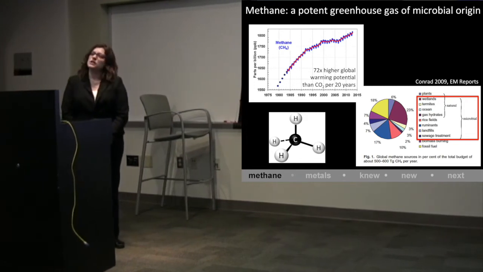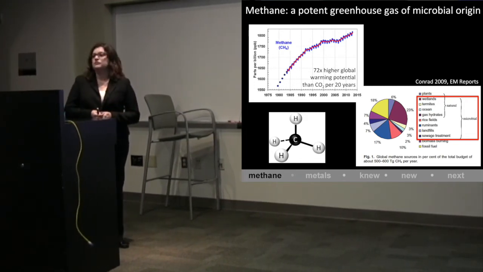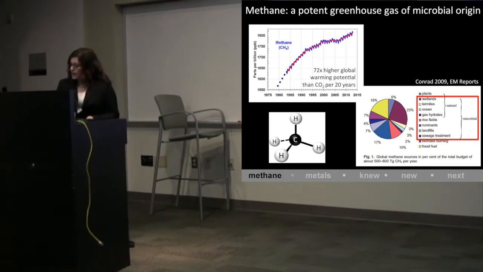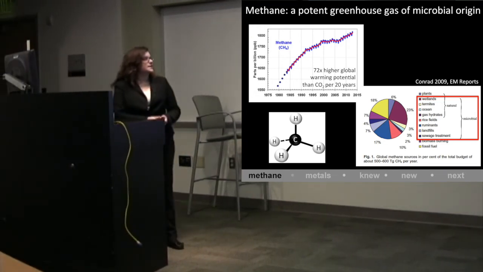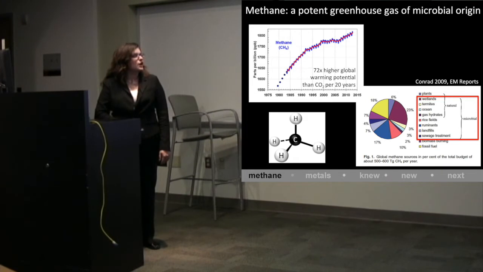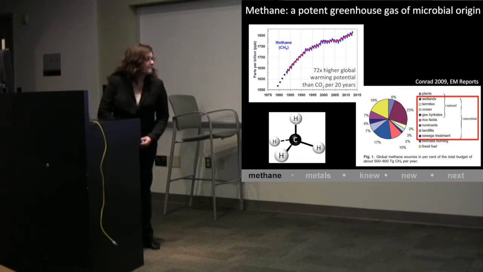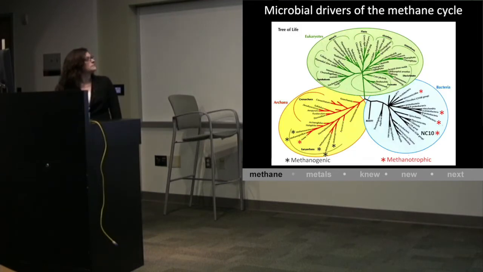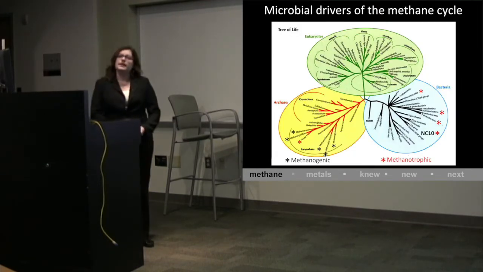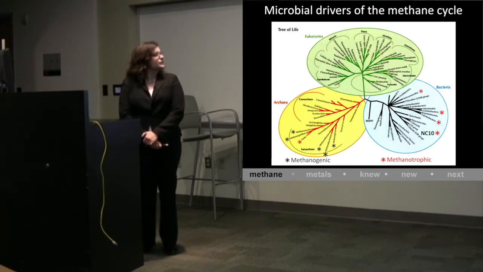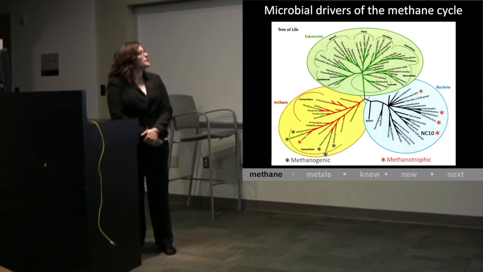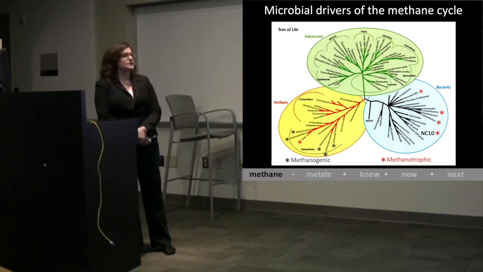So microbes are really at the center of methane sources today. Here you see that about 2/3 of all methane sources are microbial in origin. So where exactly are the microbes that are driving the methane cycle on the tree of life?